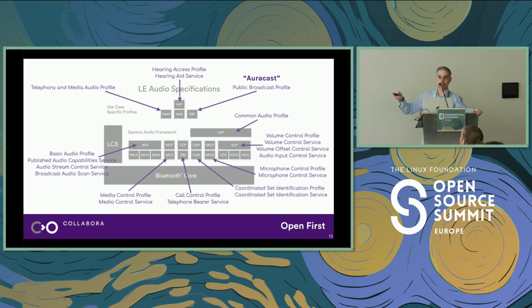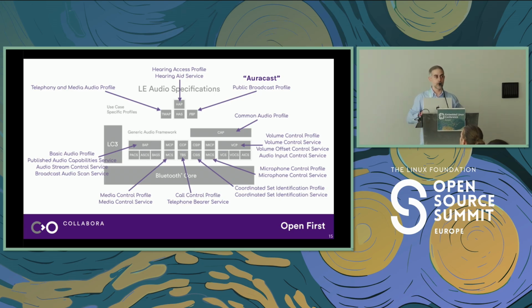So this is the typical thing that you would have on headphones. Then we have the hearing access profile, which is for hearing aids. Hearing aids will implement that one, not the other one. And we have also, finally, the public broadcast profile, which is a new feature.